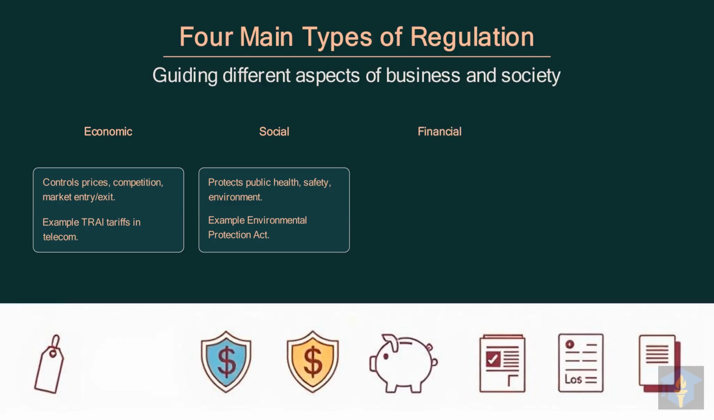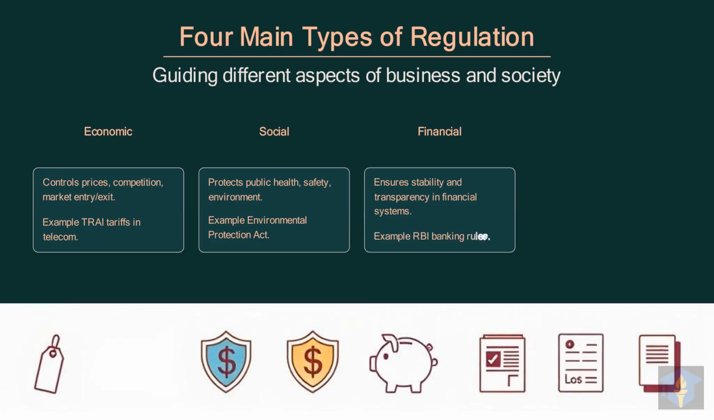Then there's financial regulation, vital for the stability of our economic systems. This ensures stability and promotes transparency within our complex financial systems. Think about the Reserve Bank of India's banking rules, which govern financial institutions.